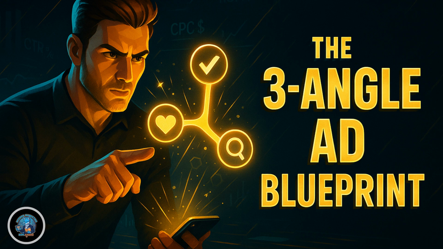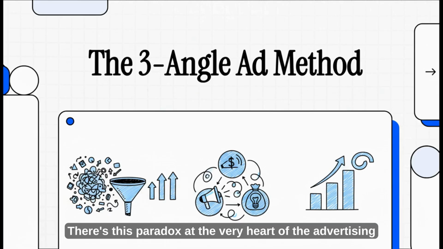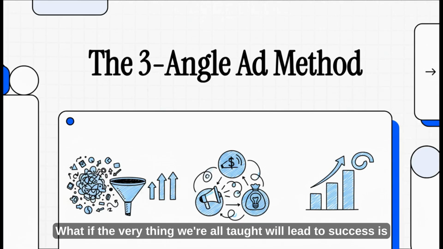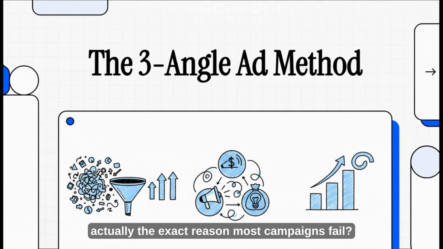Have you ever felt like you're doing everything you're supposed to with your ad campaigns? You're testing, you're iterating, you're gathering all this data, but the profits just aren't there? Well, you are not alone. There's this paradox at the very heart of the advertising industry, and it's this. What if the very thing we're all taught will lead to success is actually the exact reason most campaigns fail?